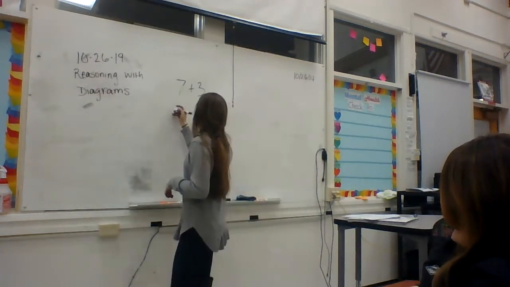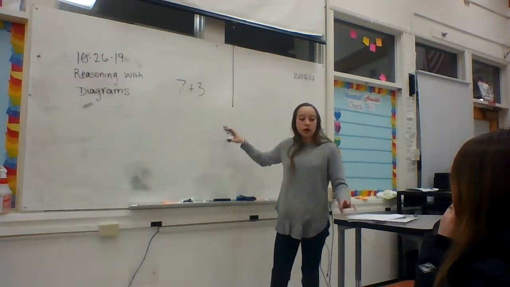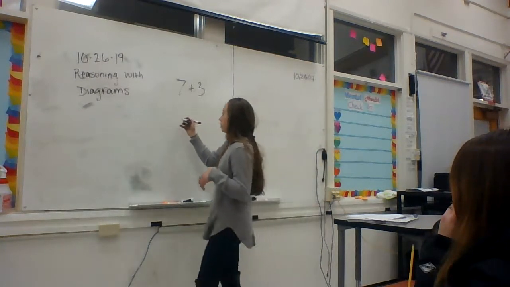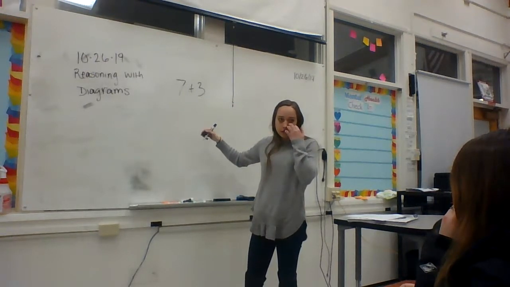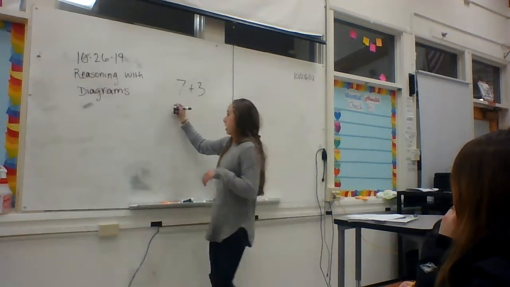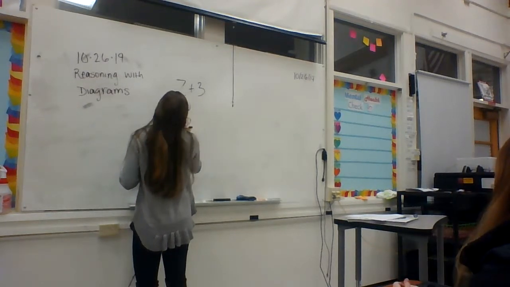Okay. So for this one, we're going to represent it now. Addition is a little different. We're going to do it with circles this time. You can do any shape you want. So how many circles am I going to need? 7. Okay, I'm going to need 7 on this side. 1, 2, 3, 4, 5, 6, 7.